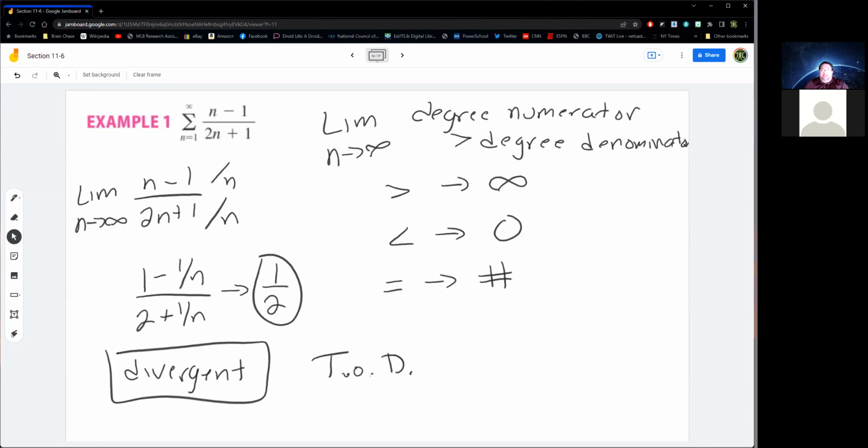So if the sequence does go to 0, then we have to do some other test. We don't know. But if it is greater than 0, we know that it is divergent. Correct. If it is not equal to 0, I know it's divergent.